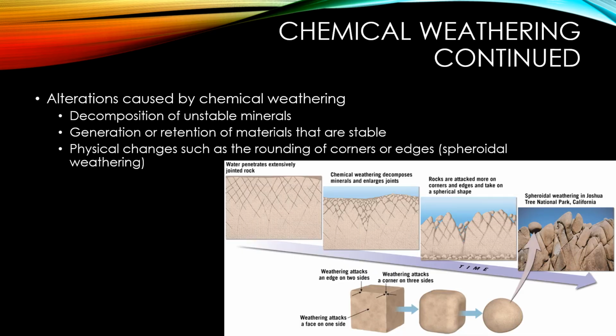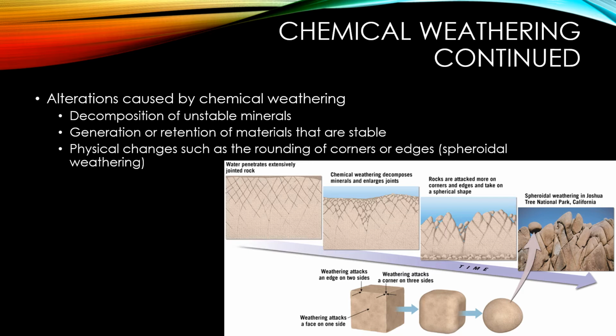Okay, so now we know some of the products that come from chemical weathering. But what are some of the alterations that are caused by chemical weathering? We sort of talked about this with mechanical weathering, about what actually happens to the original rock formations, but we haven't talked about it as much with chemical weathering, so let's get into it.